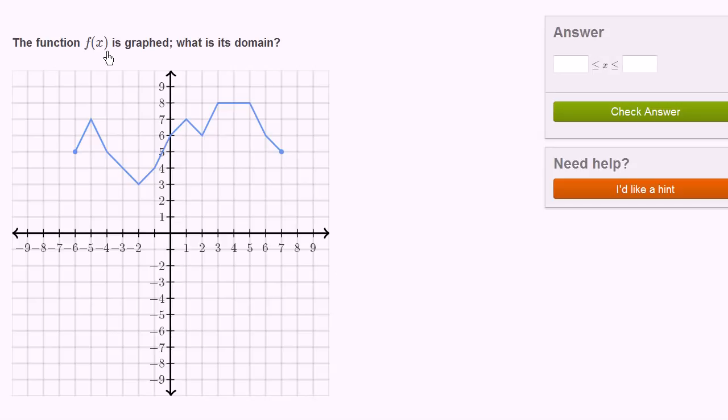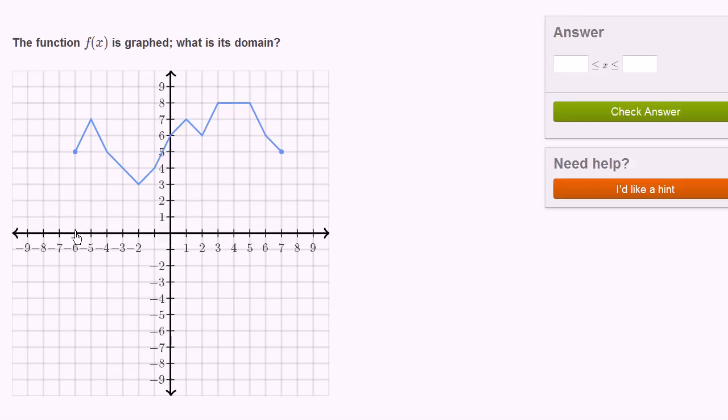The function f of x is graphed. What is its domain? So the way it's graphed right over here, we could assume that this is the entire function definition for f of x. So for example, if we say, well, what does f of x equal when x is equal to -9? Well, we go up here, we don't see it graphed here. It's not defined for x equals -9 or x equals -8.5 or x equals -8. It's not defined for any of these values. It only starts getting defined at x equals -6.